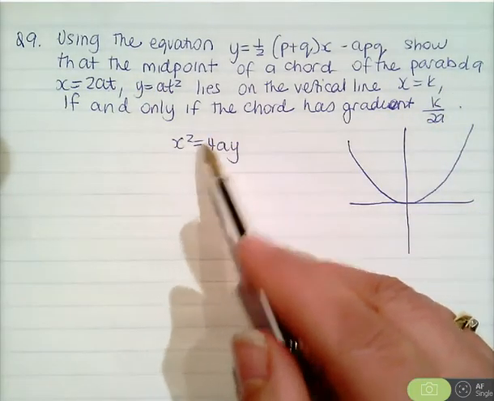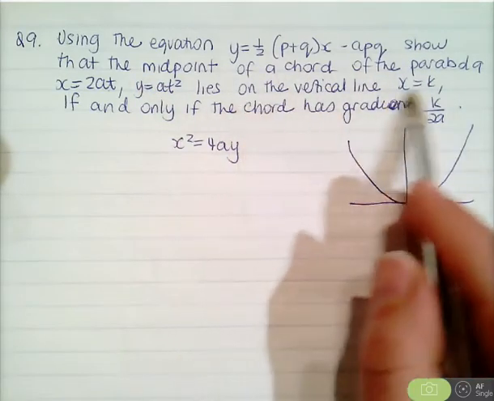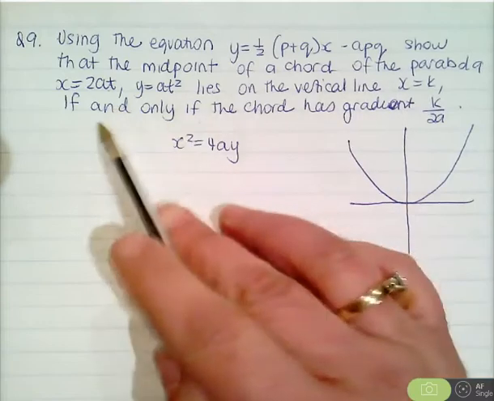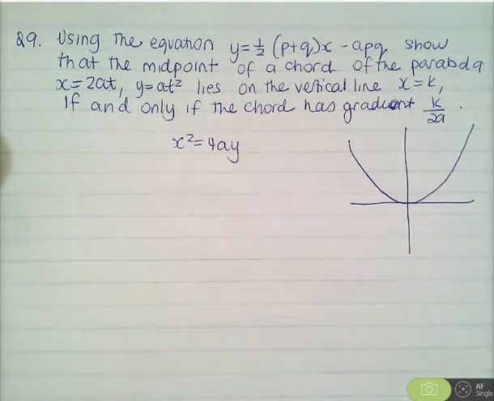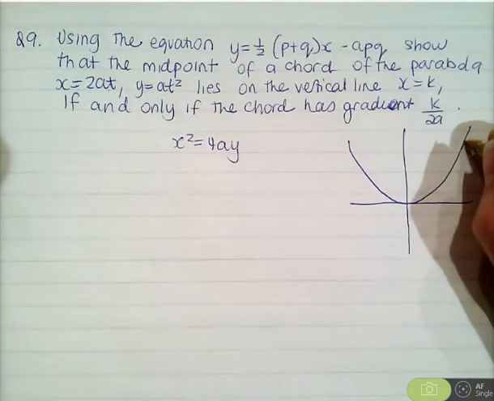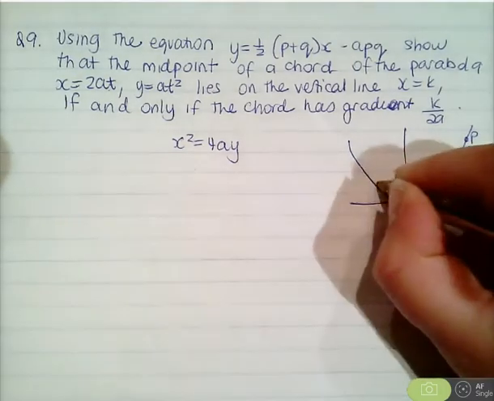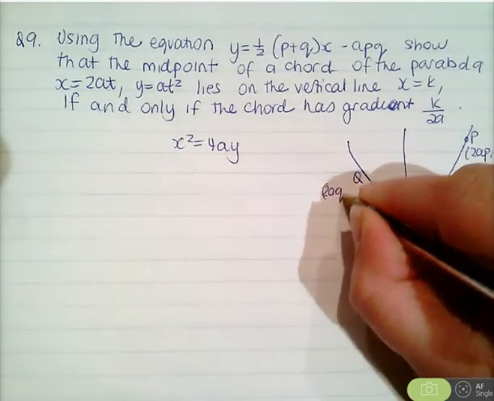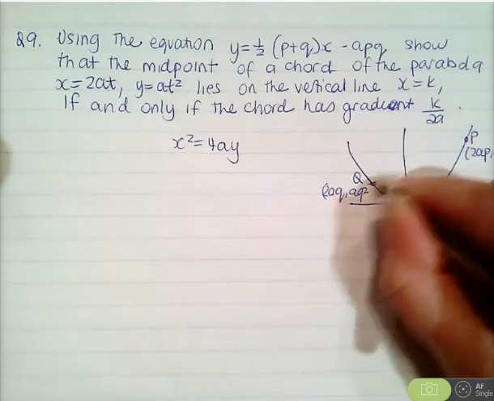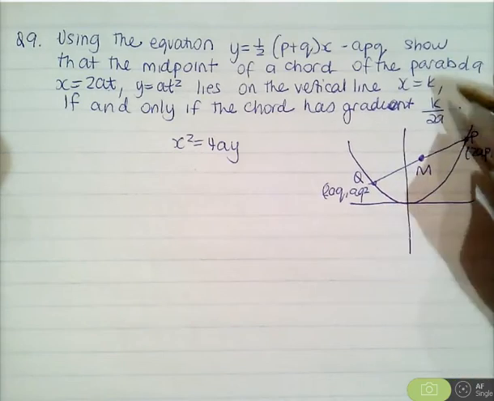So it's saying that the midpoint of the chord PQ lies on the vertical line x equals k if and only if the chord has gradient k over 2a. Well, let's just see what we can do. I'm just going to put point P here and point Q there. And the midpoint here, I'm going to call that M.